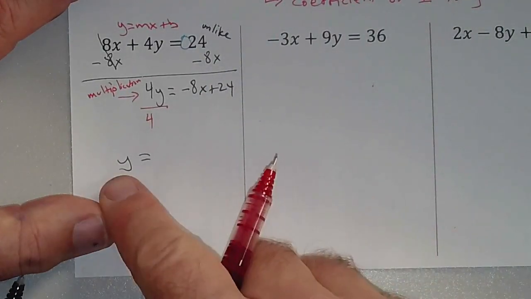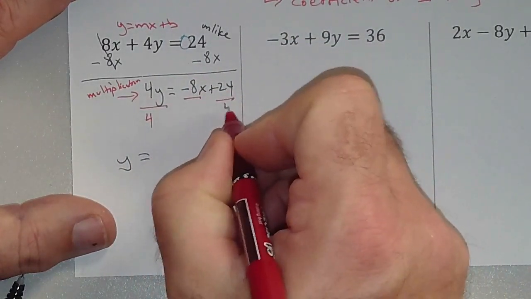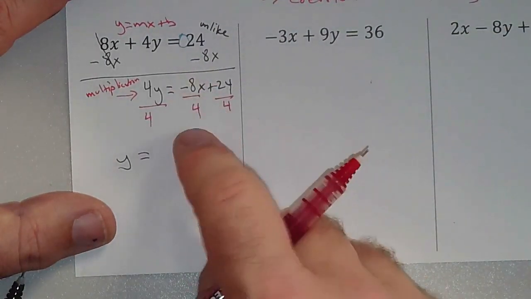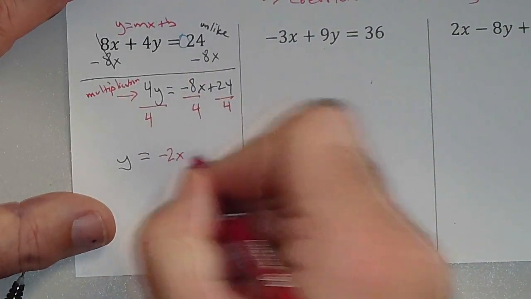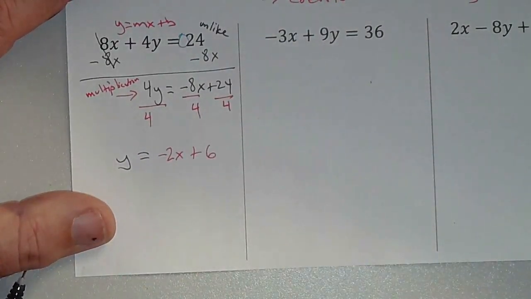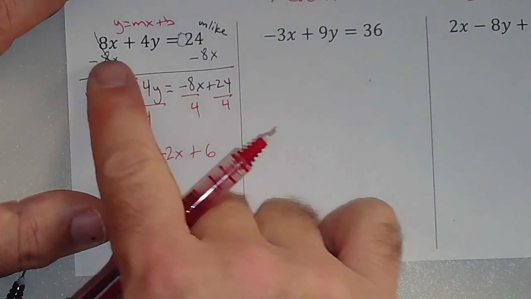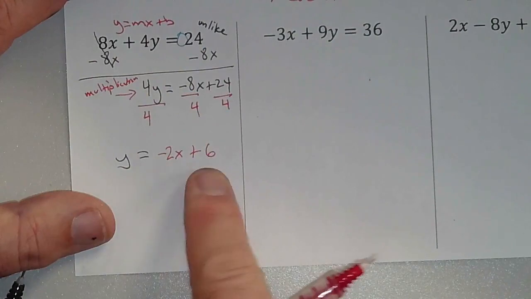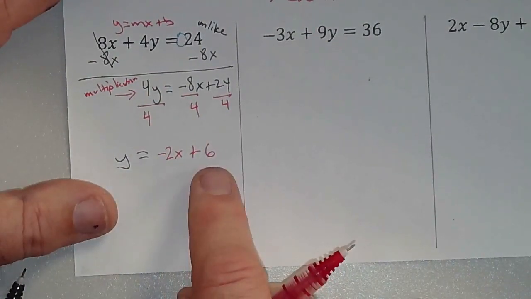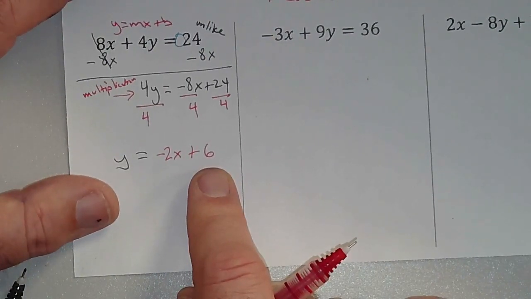So 4 divided by 4 gives us 1. But if I divide this by 4, it is mandatory that every term gets divided by 4. Negative 8 divided by 4 is negative 2x. Positive 24 divided by positive 4 is 6. Are we in slope-intercept form? Absolutely. I know the slope of this line has a slope of -2, down 2, right 1, and a y-intercept of +6. So we're going to go through the y-axis above the origin.